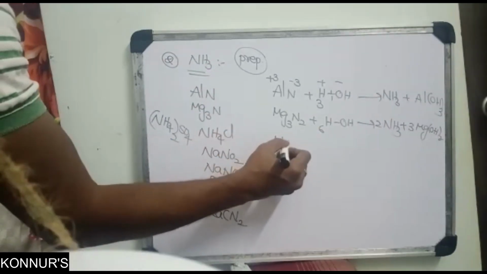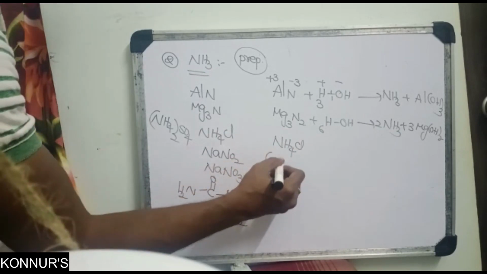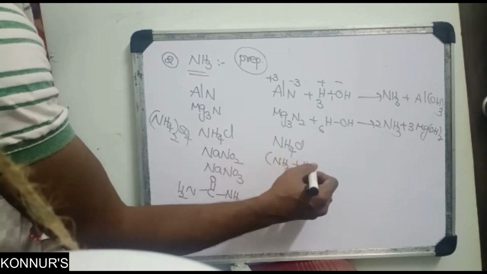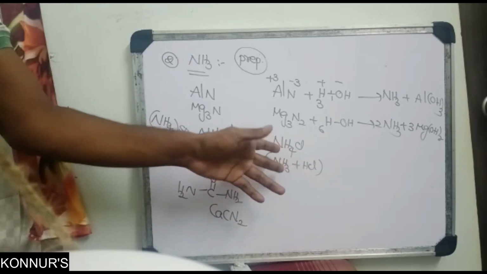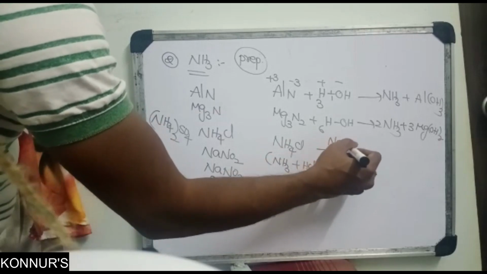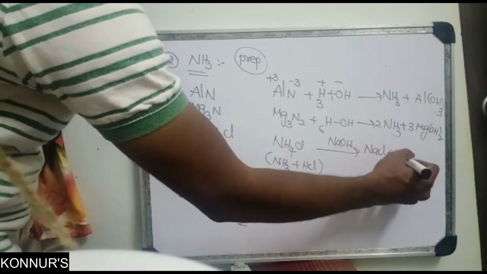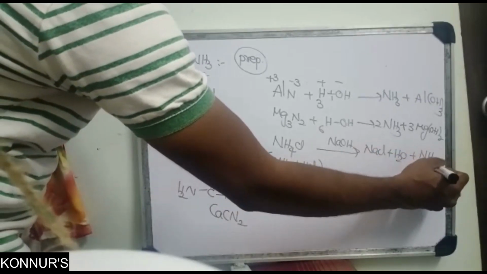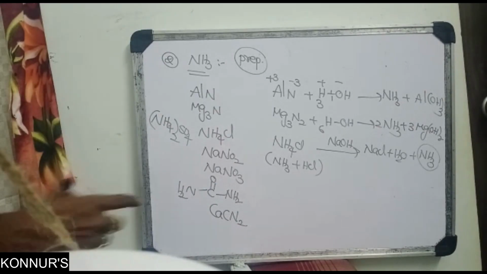Next NH4Cl. So NH4Cl is a combination of what? NH3 plus HCl. So you remove the HCl from this, you will get NH3. So you treat it with NaOH. So you are getting NaCl plus H2O plus ammonia. You are getting it outside. Next NaNO2.